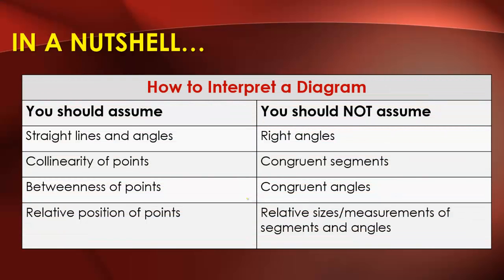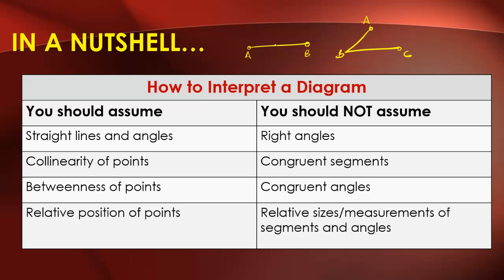Moving right along. In a nutshell, I made this list, and you might want to copy this down. Interpreting a diagram: things you should assume, things you should not assume. You can assume straight lines and angles. And what I mean by an angle is, here's a straight line. If I put a point here and here, and I label that AB, you can assume that's a straight line. If I do this, ABC, then I can assume that's angle ABC. I can't assume any measurements from it, but I can assume that it's an angle.